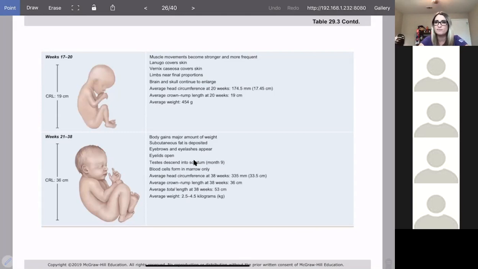It cannot be in the ovary because if the oocyte is in the ovary, it's not accessible to the sperm yet. So it has to be ovulated. It has to leave the ovary for the fertilization to happen.